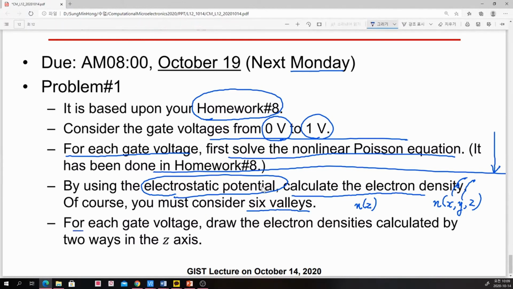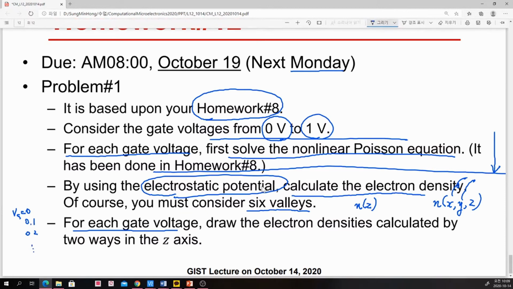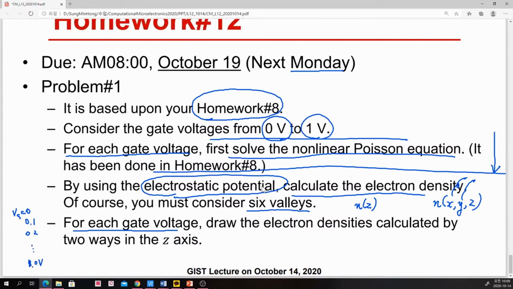Then for each gate voltage, for example, Vg equal to 0, 0.1, 0.2 up to 1.0 volt, draw the electron densities and compare them with your semi-classical one. So you already have the solution from the nonlinear Poisson equation, and compare it with your electron density calculated from your Schrödinger equation, and your comparison will give you a very interesting result.